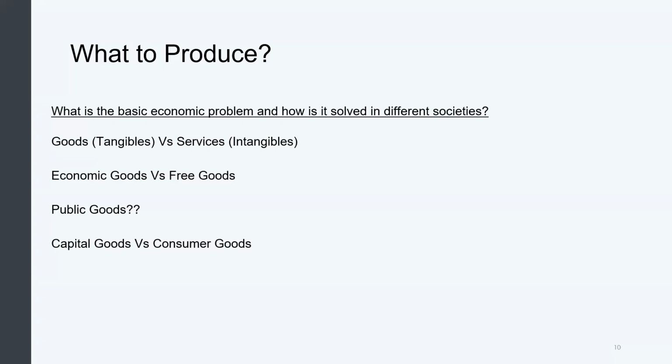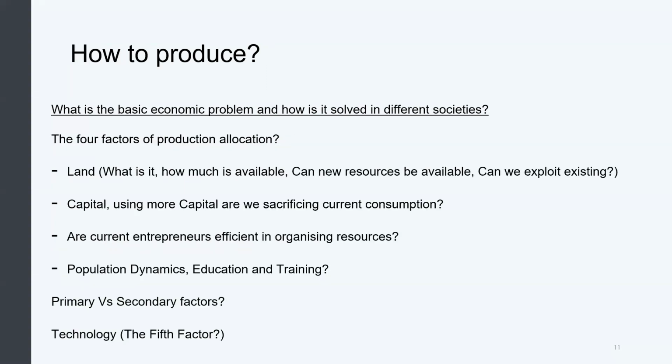So economies have a choice between focusing on physical goods or focusing on services. They have a choice between focusing on capital goods or focusing on consumer goods, or a choice between the different consumer goods that are available for them to produce at the end of the day. So that's the question of what to produce.